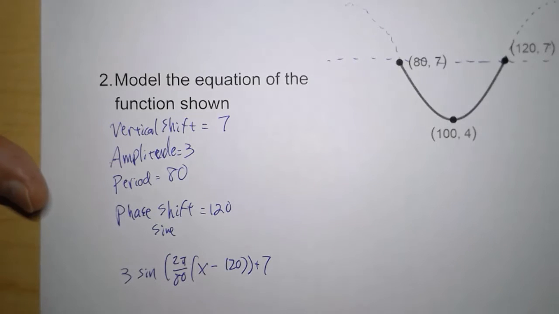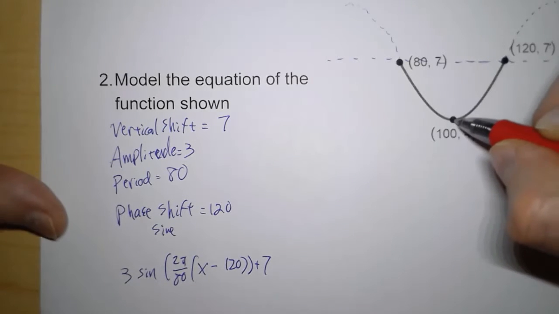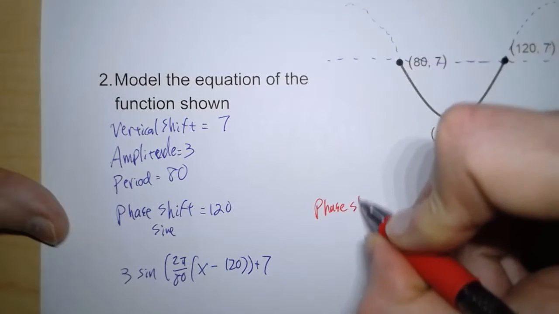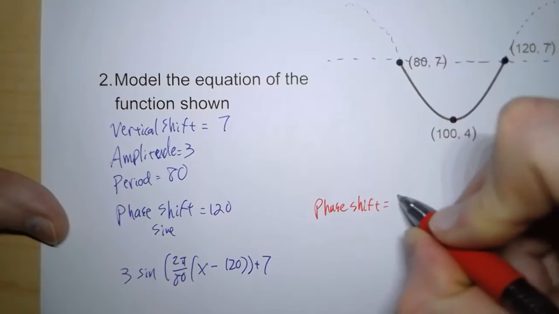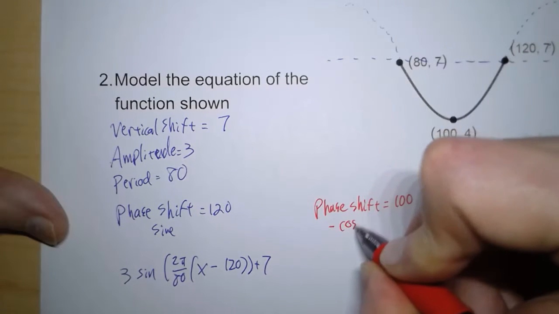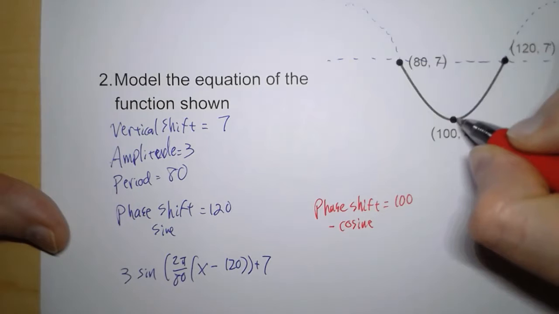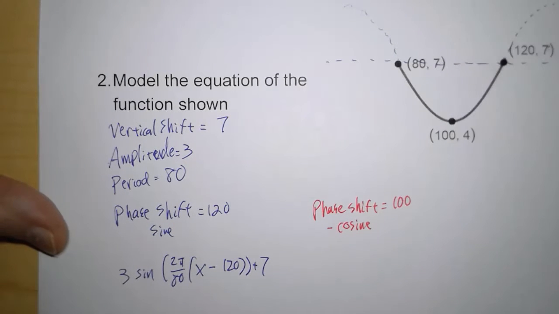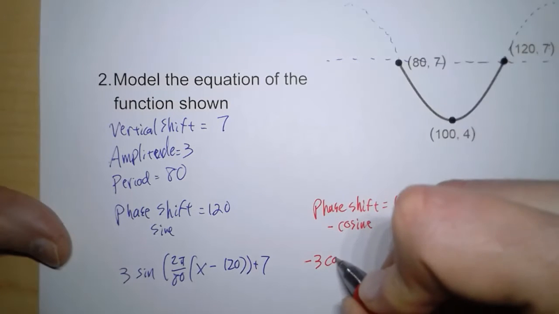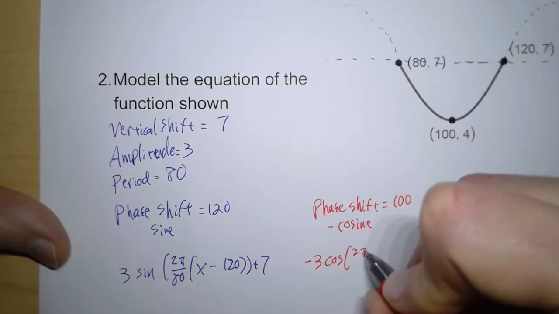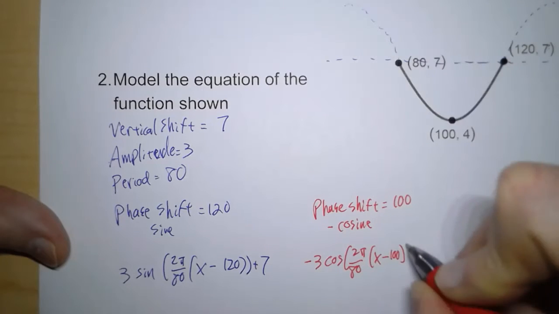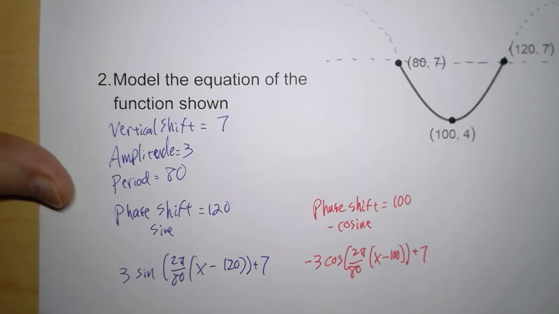But what else could we use? Well, we could use this point right here. So our phase shift is 100. Now what point is that? That is negative cosine, because we're starting at the bottom, whereas positive cosine normally starts at the top. So this is going to be negative 3 cosine of 2 pi over 80 times x minus 100, plus 7.